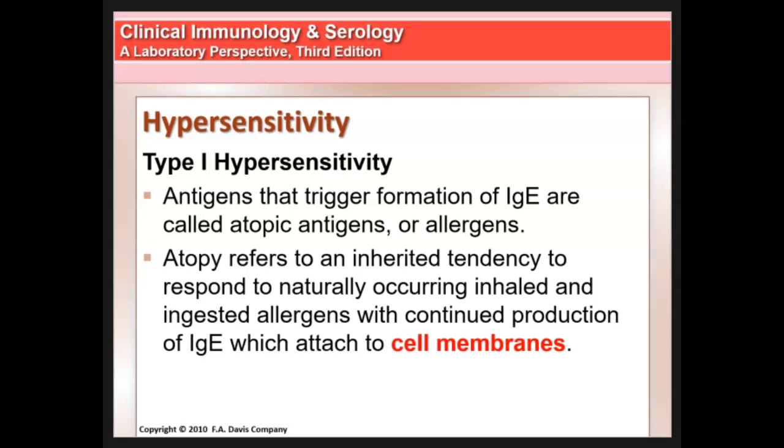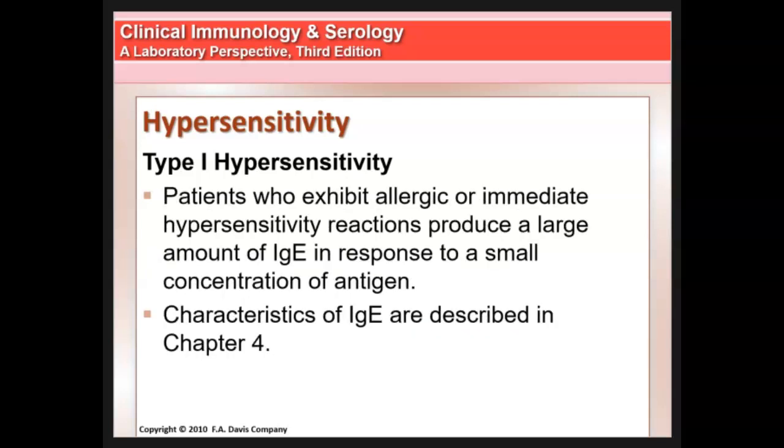So let's go back and study. Refresh: what kind of heavy chains, or H chains, does IgE have? Do you remember? Epsilon. All right. Patients who exhibit allergic or immediate hypersensitivity reactions produce a very large amount of IgE in response to a very small concentration of antigens. Characteristics of IgE are described in Chapter 4, maybe.